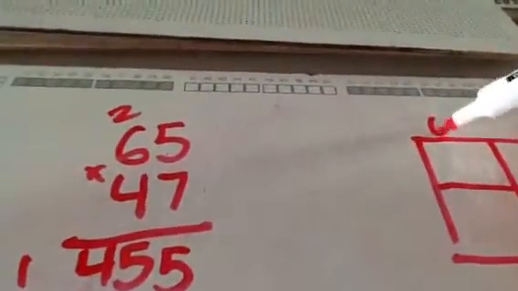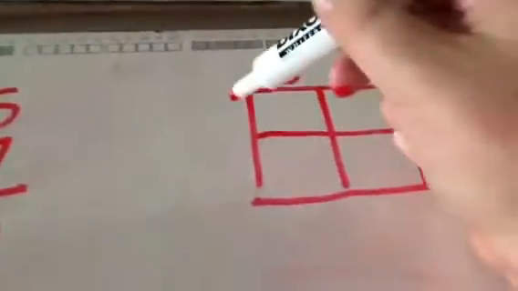again, I'm going to draw my rectangle, square. I'm going to break my numbers apart. So I got 60 and 5.